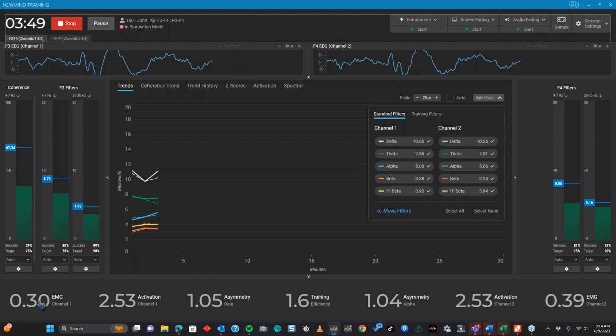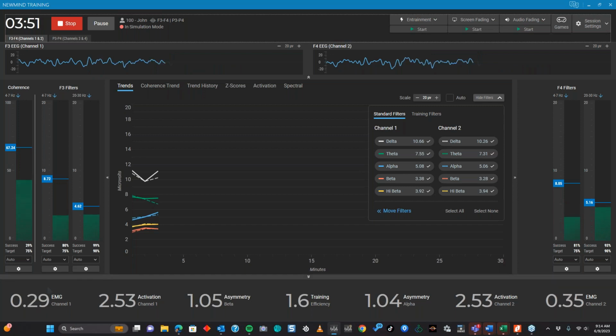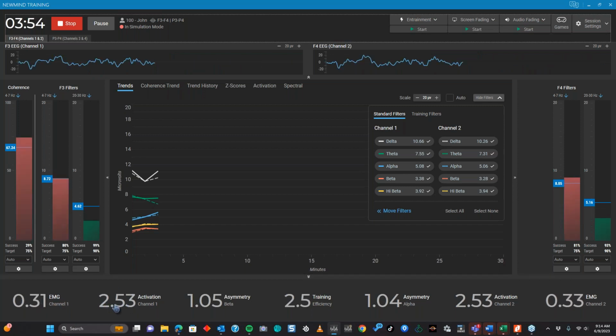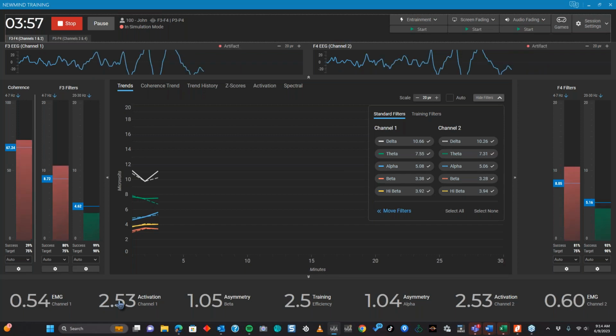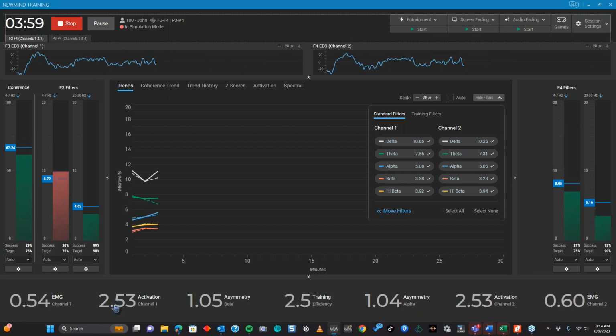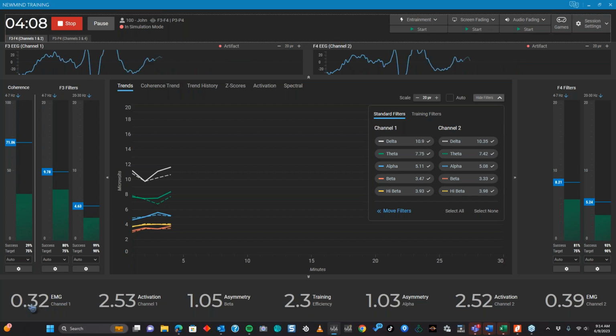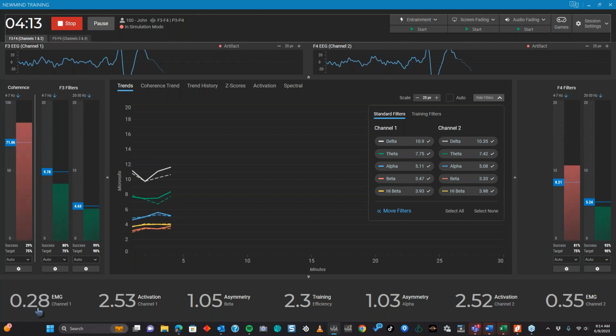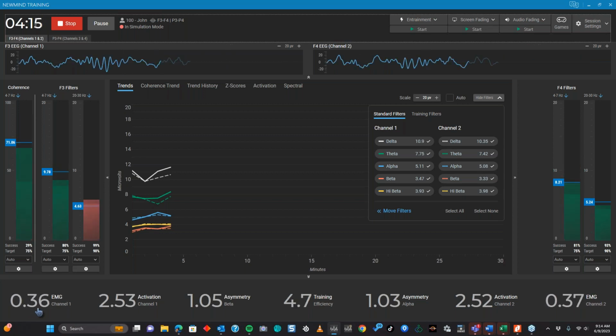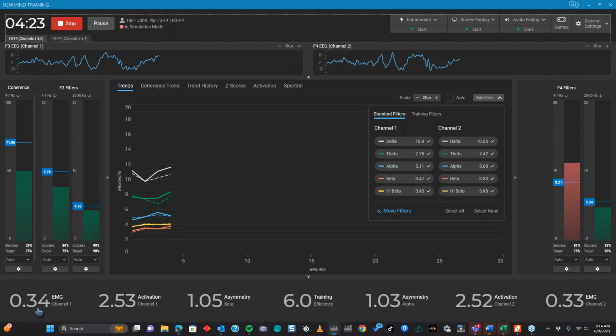So if you're seeing really low activation numbers, I wouldn't just jump to the conclusion that there's way more beta here than there should be. I would be looking at EMG numbers first before I made any decision on whether this activation number is truthful. Is it accurate? Or are we getting a false number here due to EMG? In this particular recording, EMG is almost nothing. This is lower than what we would expect to see on somebody.